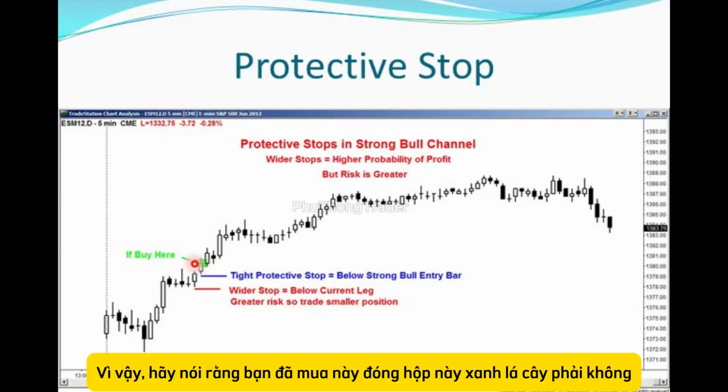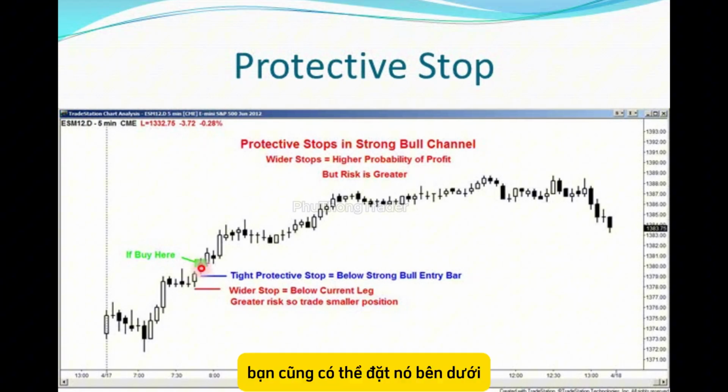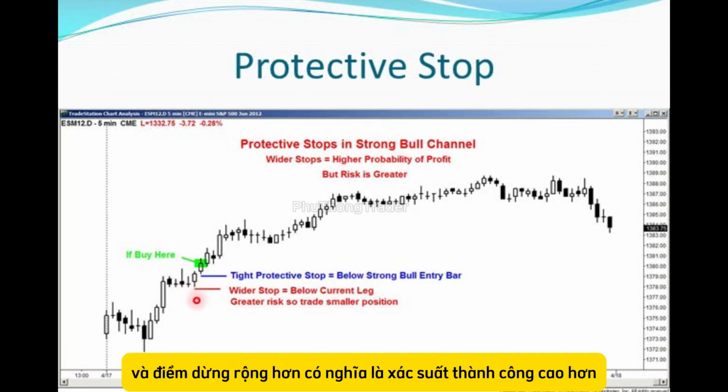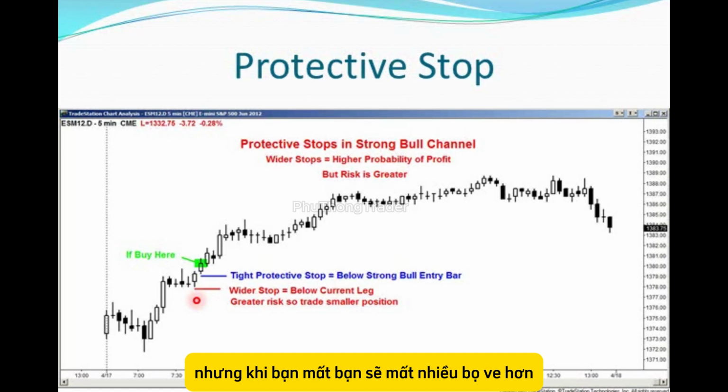So let's say you bought this close, this green box, right? You could put your stop below the low of the bar because it's a breakout bar. You could also put it below the low of the most recent higher low. That is a better stop, but it's a wider stop, and a wider stop means higher probability of success, but when you lose, you lose more ticks. Both are valid approaches.